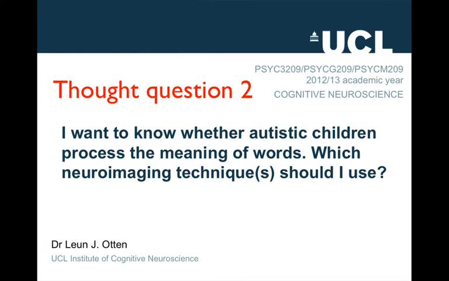You could also employ EEG or MEG though. Within those techniques, there are also markers of meaning-related processes, and notably the N400 component of the event-related potential is thought to be closely related to the processing of meaning. You could see whether autistic children elicit the N400. If they do, then perhaps they do process the meaning of words.